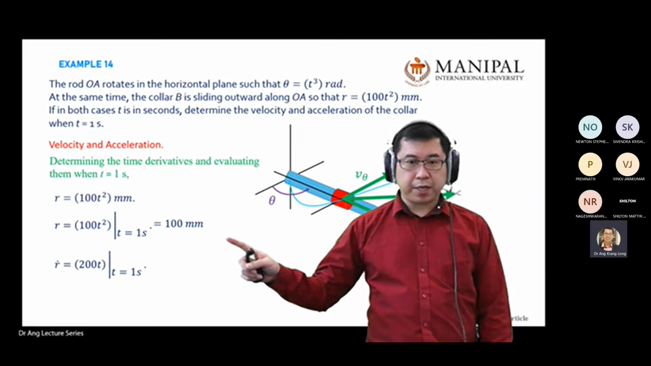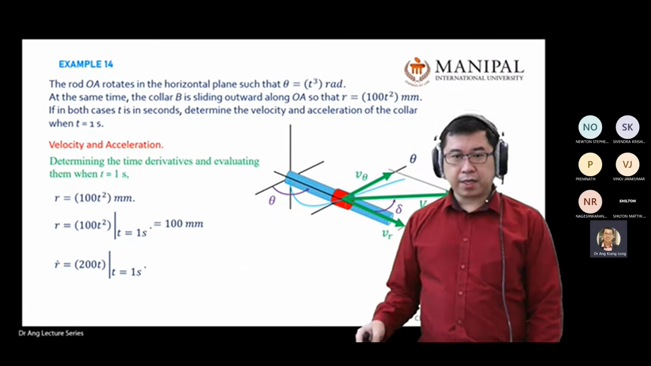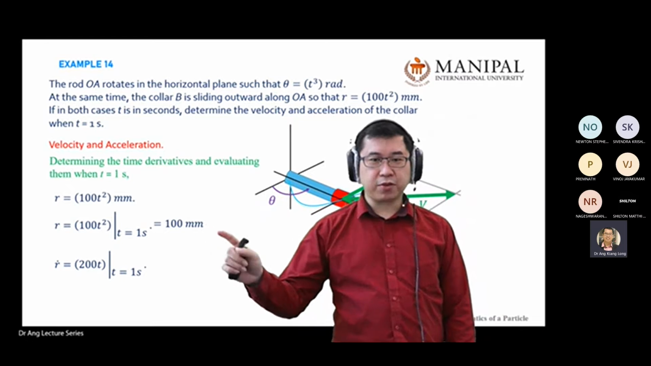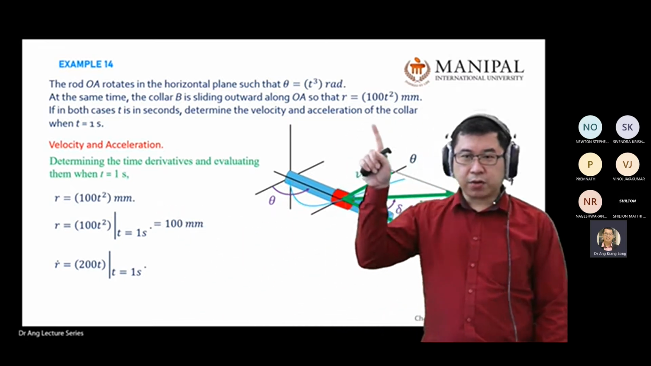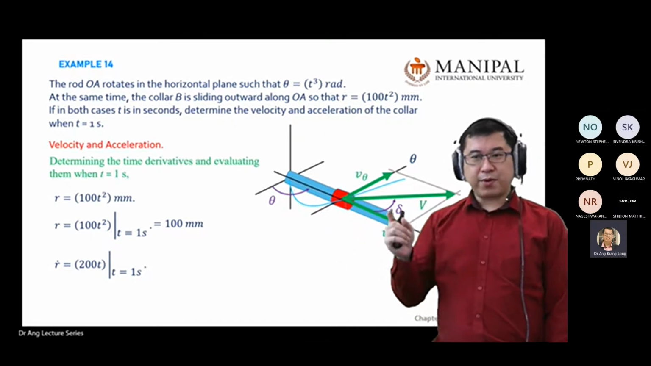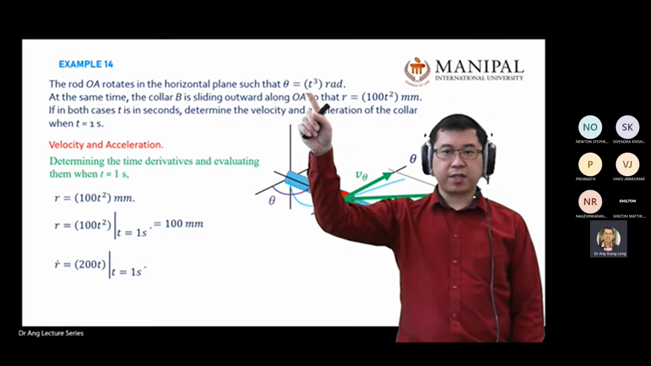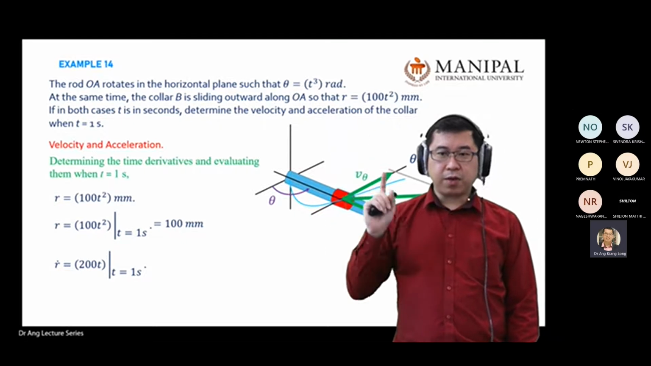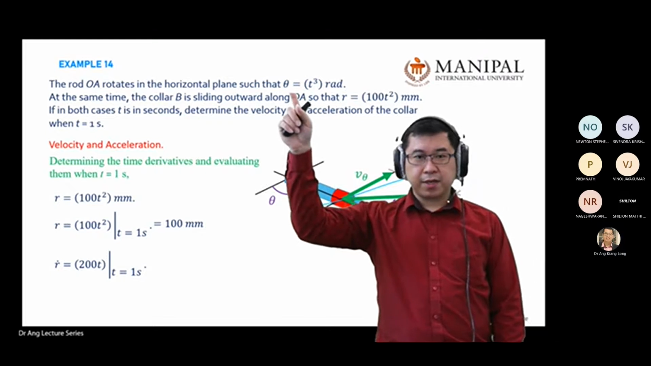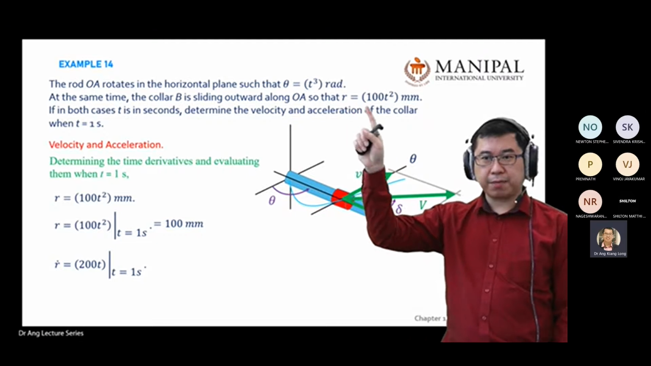So what happens if you differentiate over time? Don't take this number to differentiate. You have to always go back to the equation to differentiate to find the R dot or R double dot. Again, why do we need to find the R dot and R double dot or even theta dot or theta double dot? Because in our velocity equation, we need to use the R dot and the theta dot. So you need to differentiate over time.